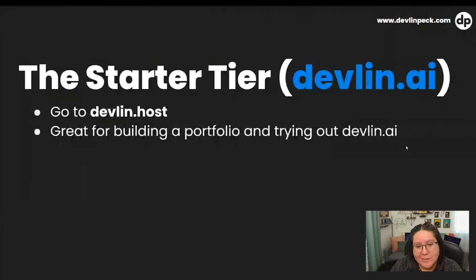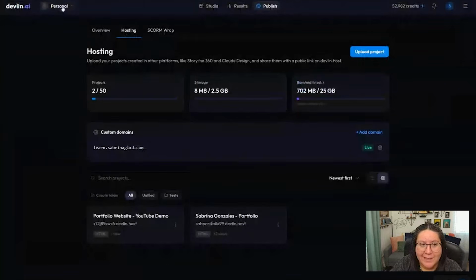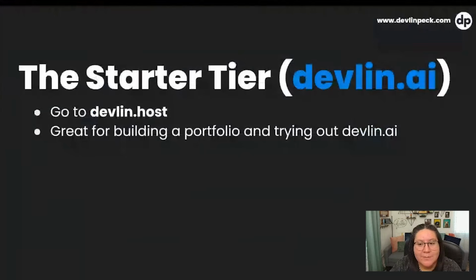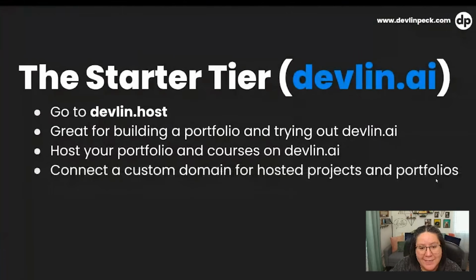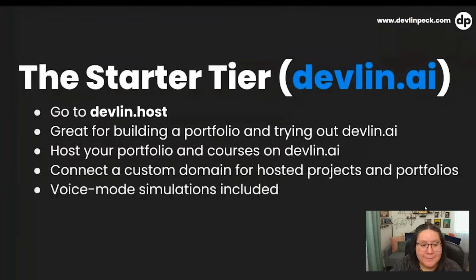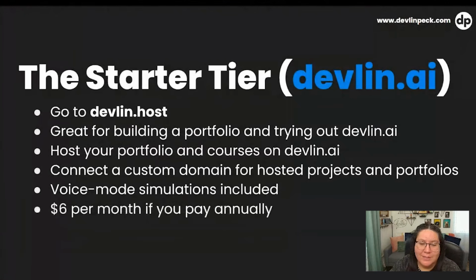Go to devlin.host. It'll tell you more about it. It is good if you are just building out your portfolio website or you want to try Devlin AI, because on Devlin AI we also have the AI simulations that you can build. So you get some credits to try that out. You can host your portfolio and your courses all on Devlin AI. You can connect a custom domain. You even get access to the voice mode simulations, so not just the text-based simulations, but the voice ones too. And it is $6 per month if you pay annually, or $9 per month if you pay monthly.